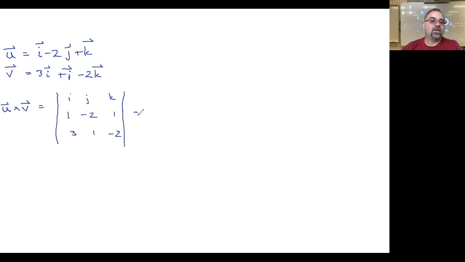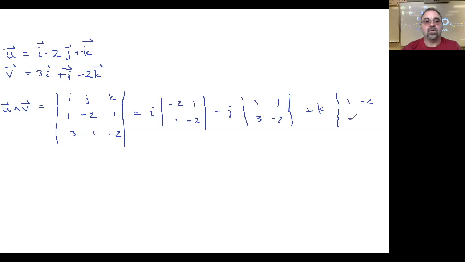And so my cross product vector, I times negative 2, 1, 1, negative 2, j times 1, 1, 3, negative 2. And my last one, k vector times 1, negative 2, 3, and 1.